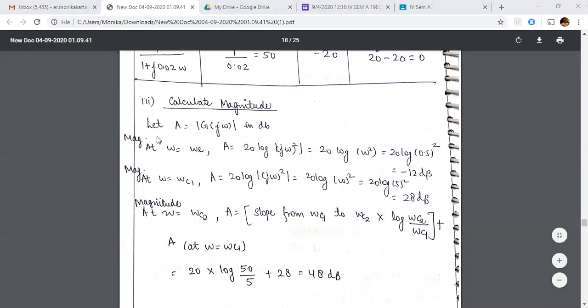So why are we calculating this? We are calculating magnitude at omega C1 so that we can make use of this formula. We can also calculate magnitude at omega C2. For calculating magnitude at omega C2, we need to have magnitude at omega C1, and we also need to have magnitude at omega L. Clear?